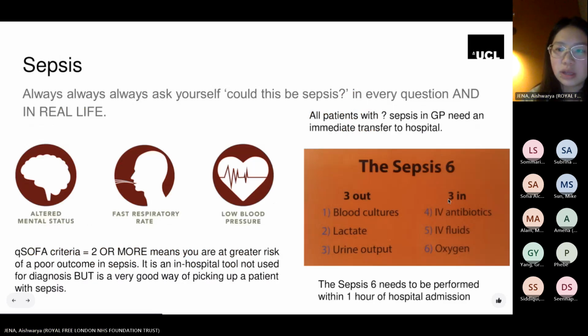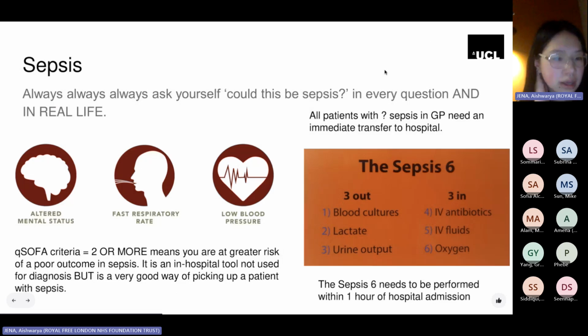So this is a very big thing to look out for in both SBAs and OSCEs. If you find someone with altered mental status, a really fast respiratory rate, or low blood pressure, think immediately of sepsis, and remember the Sepsis 6 really well. So 3 in and 3 out. The in is antibiotics IV, IV fluids and oxygen, and the 3 out is blood cultures, lactate and urine output. And this is quite a good thing to remember for OSCEs as well, for an ABCDE, the Sepsis 6, and it should be performed within 1 hour of hospital admission.